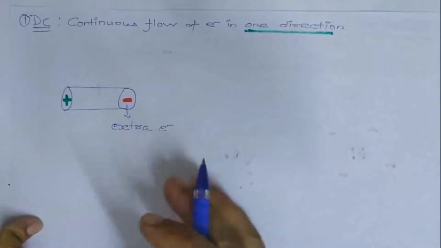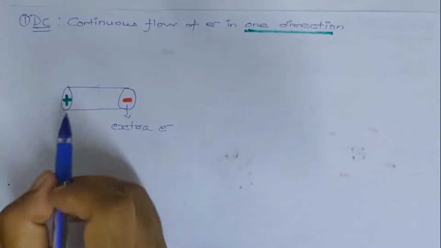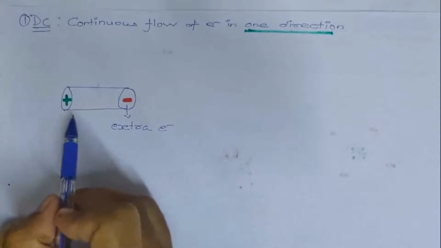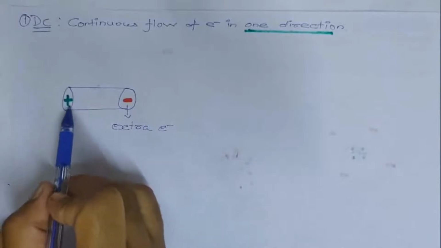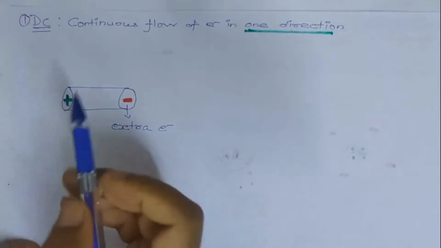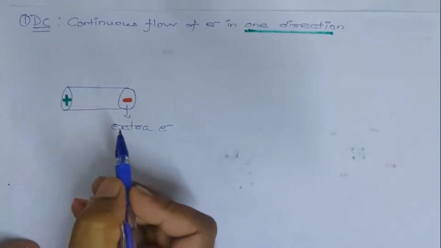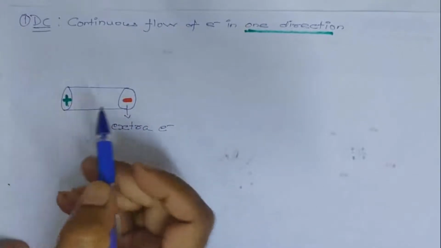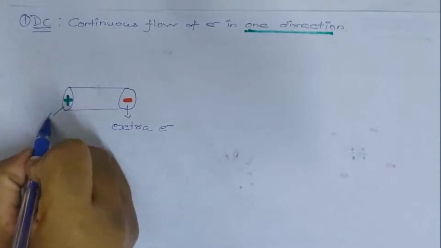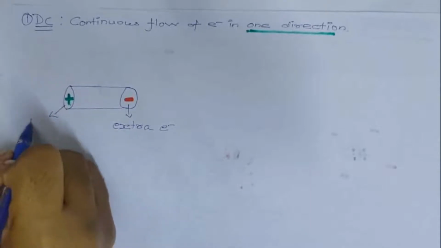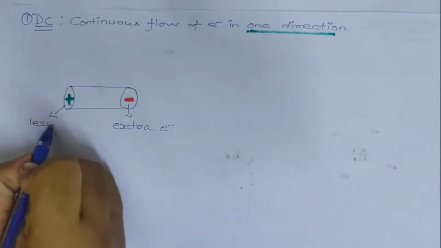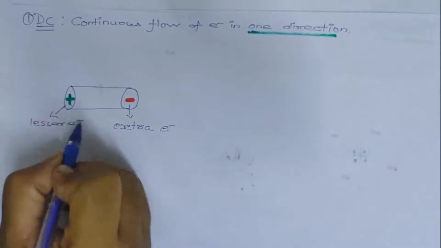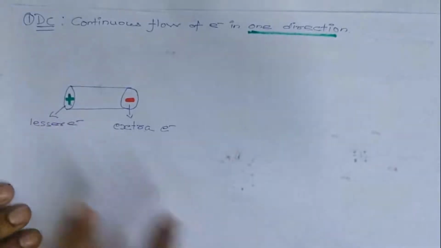Better to use surplus of electrons, okay? But in the simpler term I'm using. And this terminal is plus. That means it has a deficiency, it has a lack of electrons, it has a smaller number of electrons, okay? Lesser electrons.